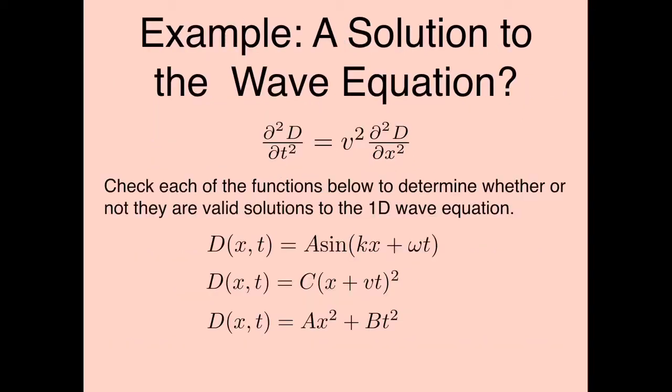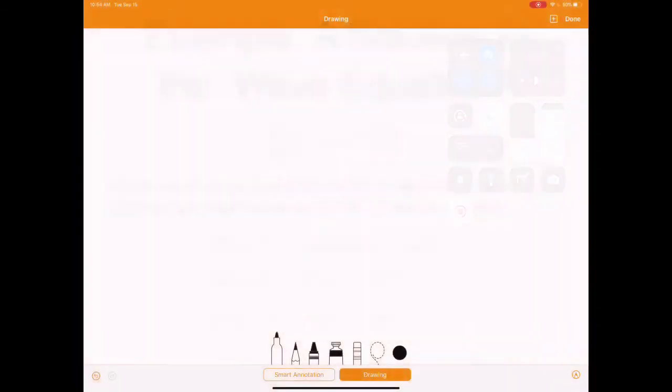Let's do an example. Basically, the idea here is we want to see if a given function is a solution to the 1D wave equation. We have three functions shown here at the bottom, and for each one of them, we're going to check and determine whether or not it's a valid solution to the 1D wave equation. In other words, we're going to take each one of these, plug it into the 1D wave equation, and then see if it actually works as a solution. So let's do that.